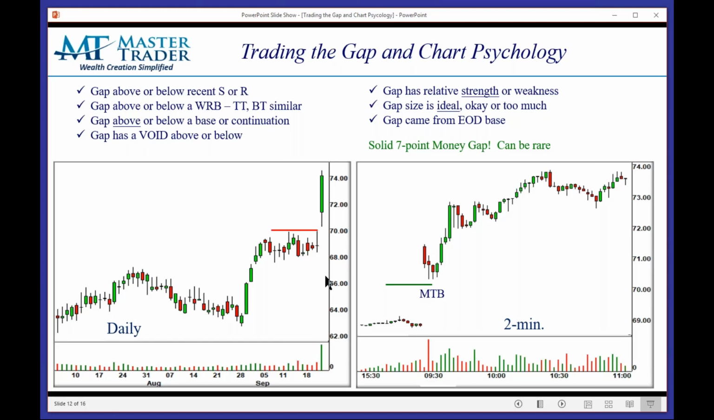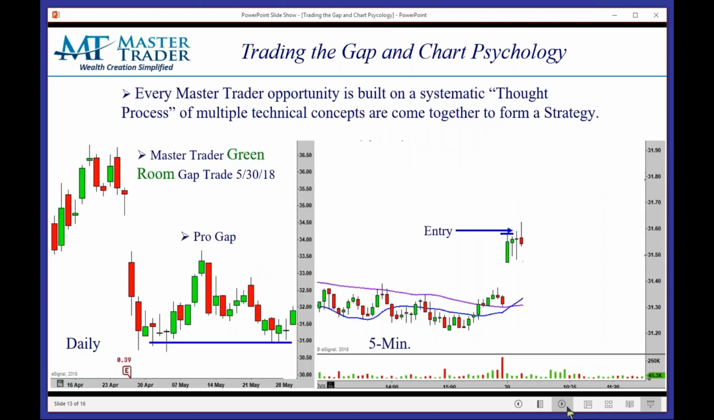And so we look at, again, relative strength, weakness. Is it gapping above the base or consolidation? Is that a price void? All of these criteria coming together puts the odds in our favor. So here's one from last week that we did in our chat room that we call the green room.